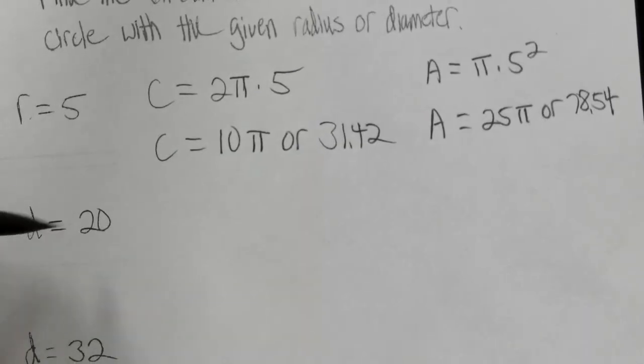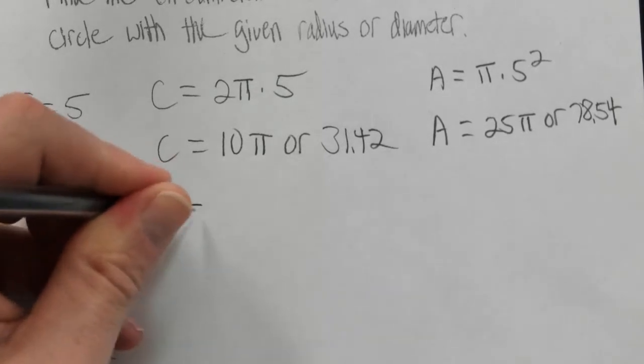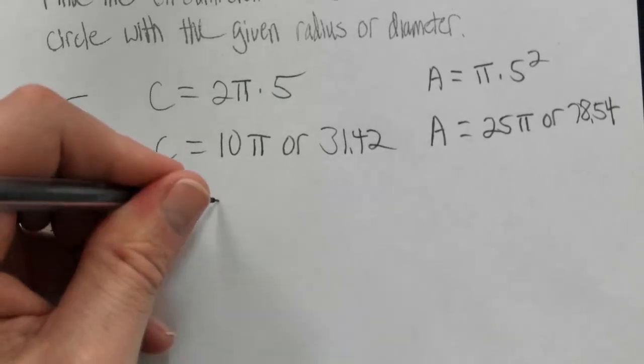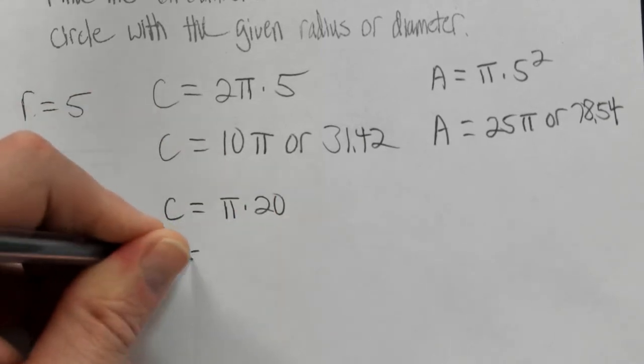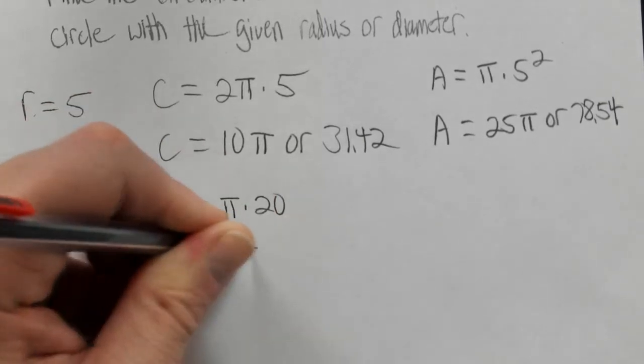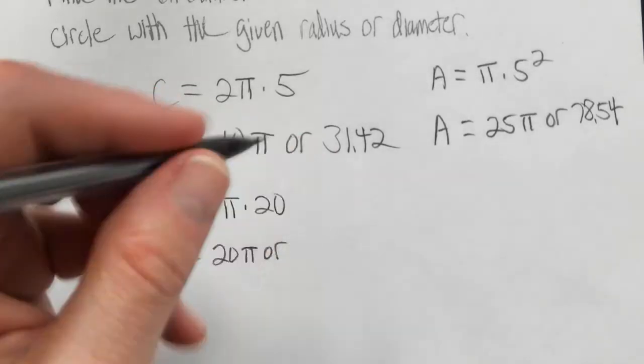What about if the diameter is 20? If the diameter is 20, I would use the diameter formula for circumference, which is pi times 20. Makes my circumference 20 pi. Or, as a decimal, that would be 62.83.